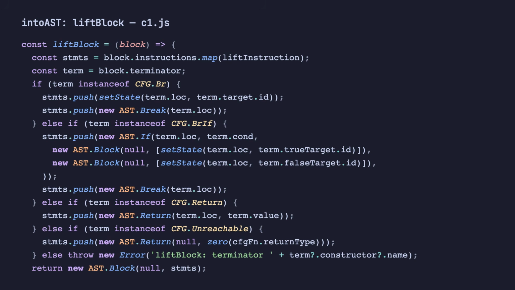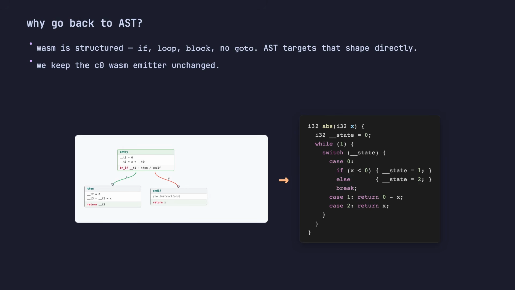Each terminator becomes a state update plus a break. The whole function becomes 1 while switch loop with each basic block as a case. So why bother going back to the AST at all? Why not just generate the WebAssembly directly from the CFG?